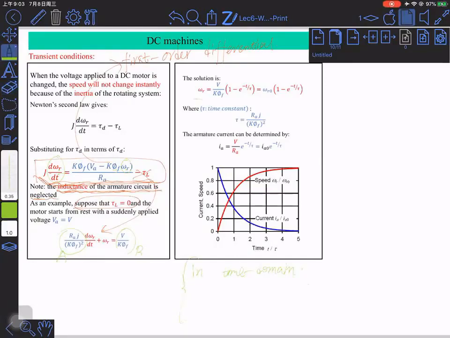The omega r is equivalent to a constant. V is the terminal voltage, constant, over K flux. K is the machine construction constant, and flux is the field flux. So this part is a constant. We can express it as the nominal speed times 1 minus e to the power minus t over tau. This tau is called the time constant.